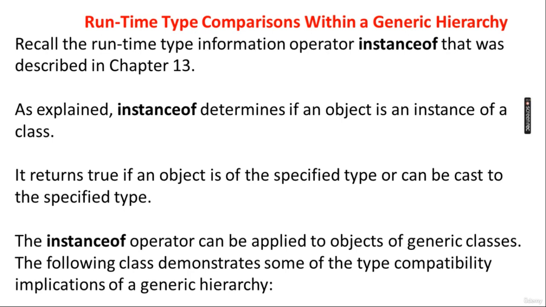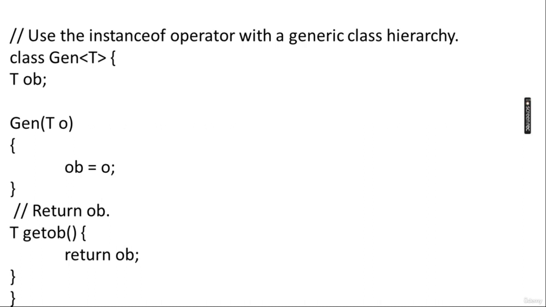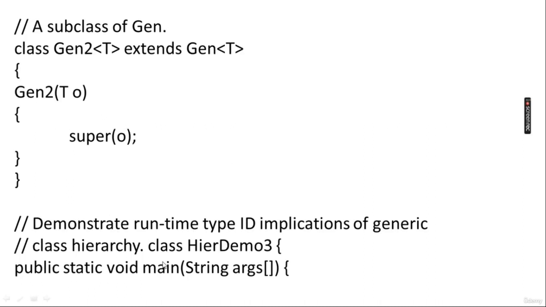Okay, so runtime type comparisons we will see using instanceof. We were using instanceof for non-generic classes. Now we can use it for generic classes also. Use instanceof class generic. It is a parameterized constructor. This is a getObject method. Then Generic2 extends Generic T and its parameterized constructor calls super(o). Demonstrate runtime type information implications of the generic class hierarchy.